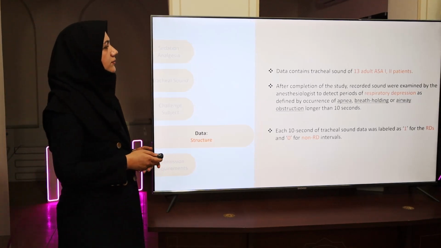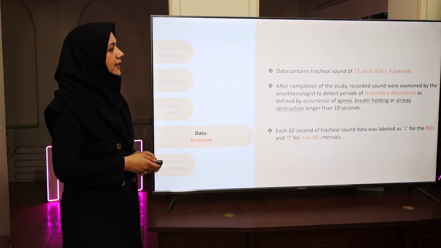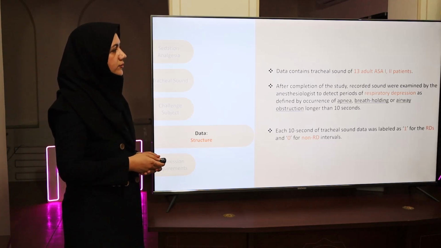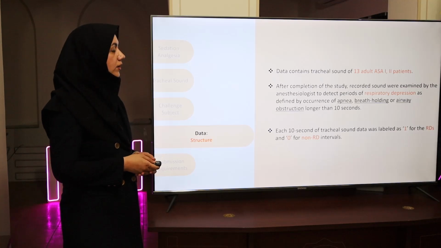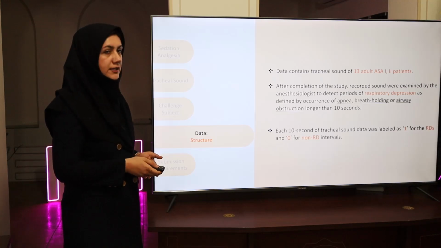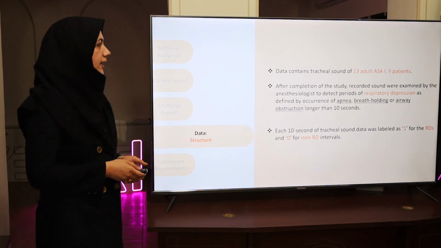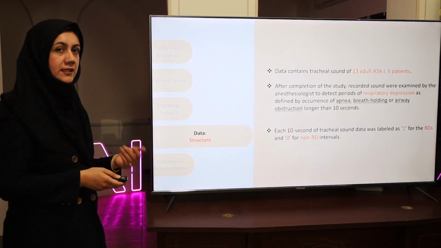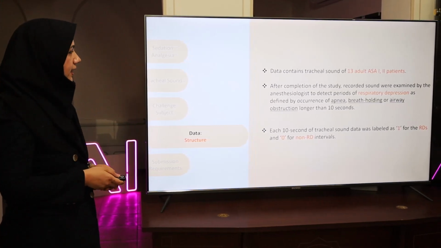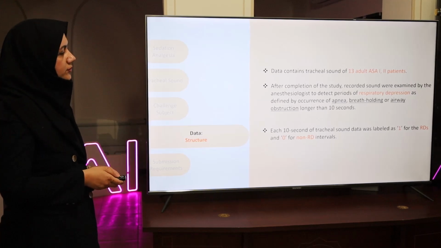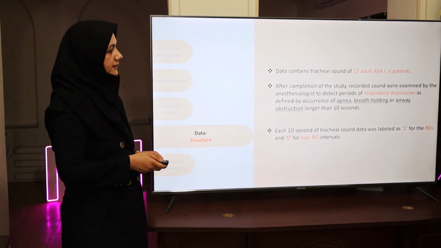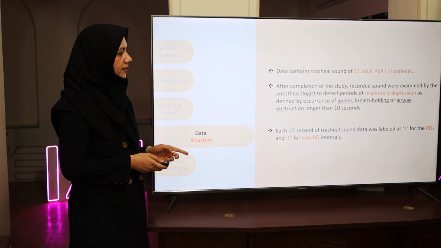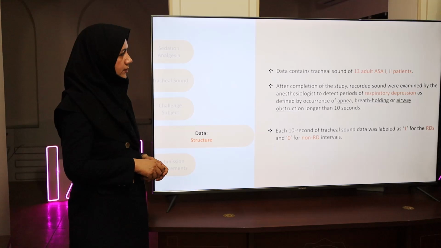After completion of the study, recorded sounds were examined by the anesthesiologist to detect periods of respiratory depressions, as defined by occurrence of apnea, breath holding, or airway obstructions that were longer than 10 seconds. Each 10 seconds of tracheal sound data was labeled as 1 for respiratory depressions and 0 for non-respiratory depression intervals.